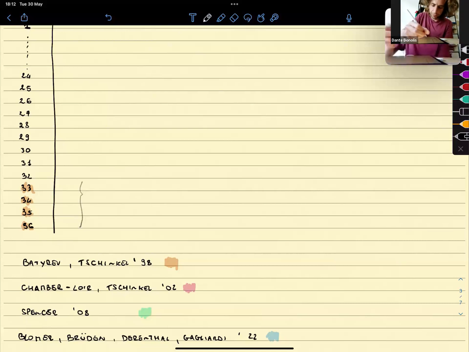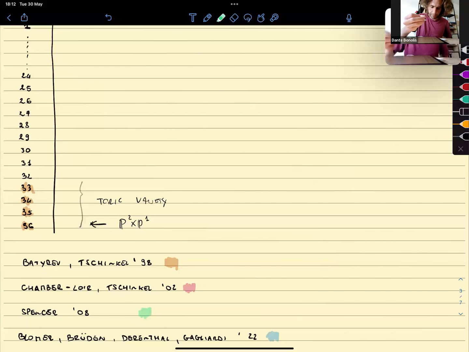The first cases, numbers 36, 35, 34, and 33, were covered by Batyrev and Tschinkel in 98. This is in the setting of toric varieties. The only thing I want to point out is what this number 36 threefold is. This is given by P2 cross P1. So you see this is really something one expects to be quite easily detected.